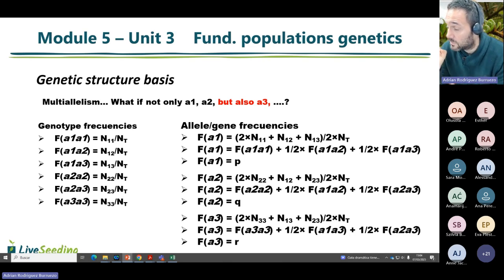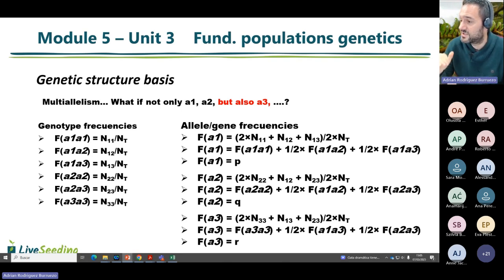It's as simple as counting the number of individuals corresponding to each of the genotypes. In these cases, if we have three alleles, the different combinations in pairs are six: A1A1, A2A2, A3A3, A1A2, A1A3, A2A3. Okay? So once I count the number of the different individuals, then I estimate their corresponding genotypic frequencies.